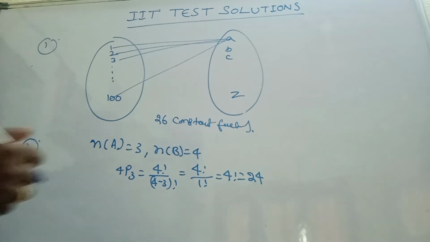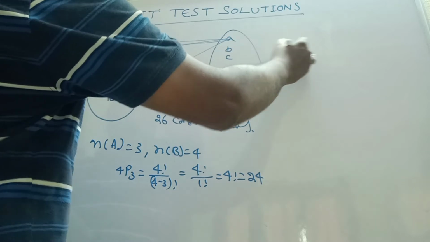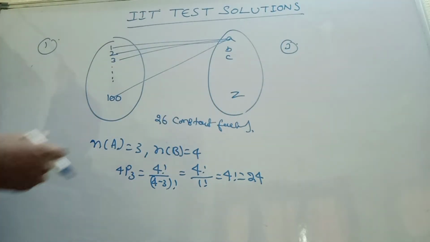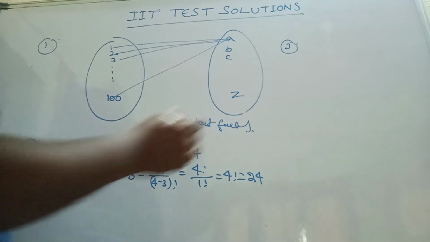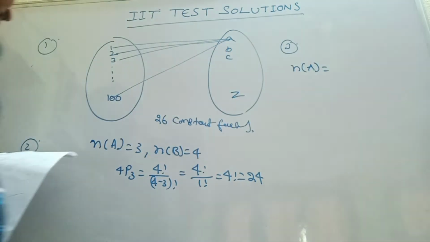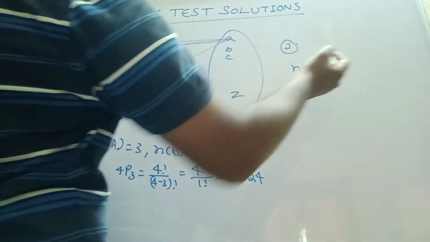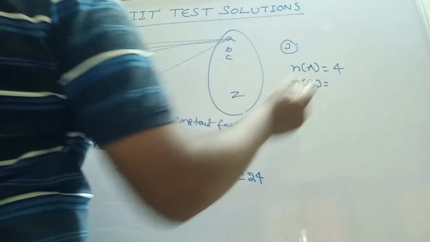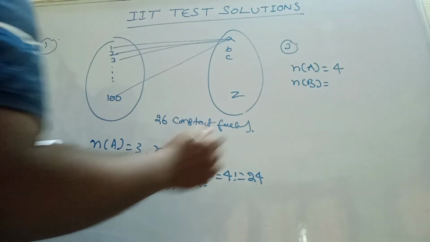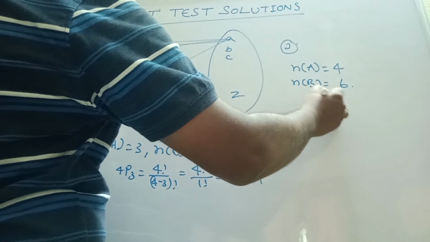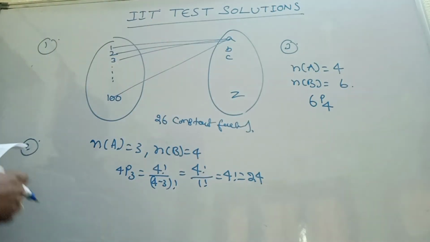Next, the third question. The number of one-one functions that can be defined from A, B, C, D into 1, 2, 3, 4, 5, 6. Here the domain has n of A equal to 4 elements, and the codomain n of B has 1, 2, 3, 4, 5, 6, therefore 6 elements. Therefore, the number of injections is nothing but 6P4, which is the correct answer. That is the third question.